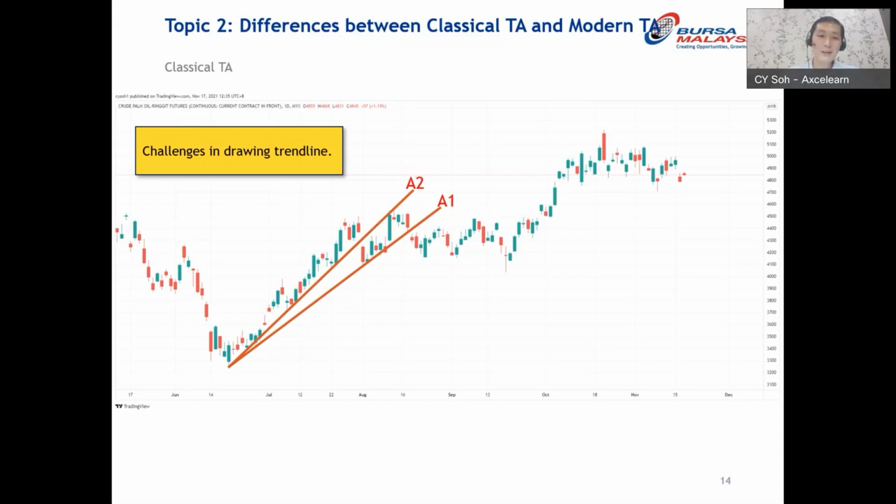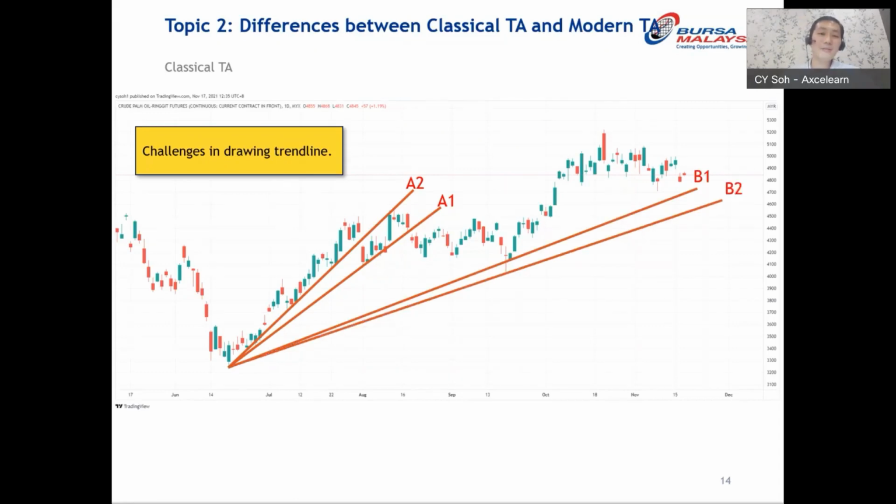Now another quick example, which is another line that you can draw here. Here we can draw B1, and of course, another one, we can draw B2. Which of these lines are you going to draw? Are you going to draw the B1 line or the B2 line? Let me know in the chat box below. How are you going to draw this particular line?